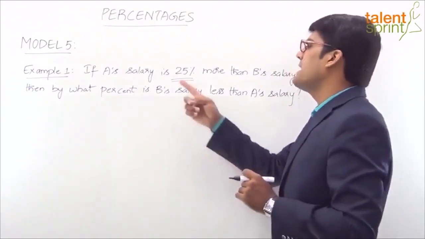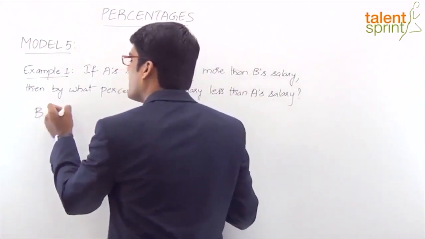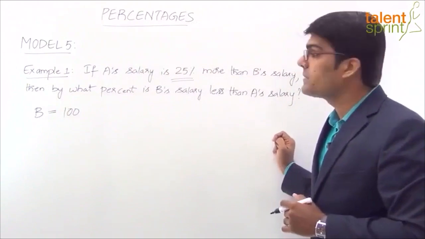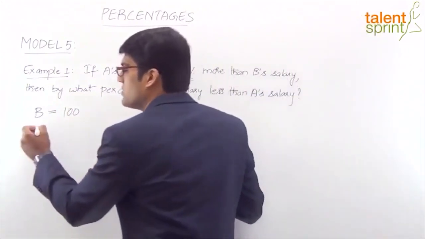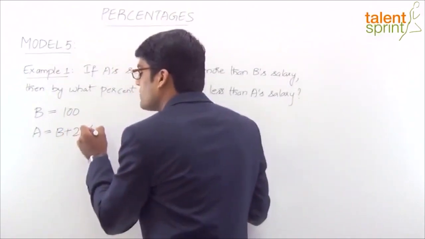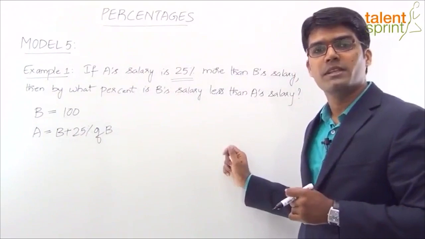So what do we do? A is 25% more than B. Let us assume that B is equal to 100. B's salary is 100 rupees. It is not given, we are just assuming that B is 100. The question says A is 25% more than B. So A can be taken as B plus 25% of B, right? We have discussed how to increase or decrease with respect to a particular value and given percentage.